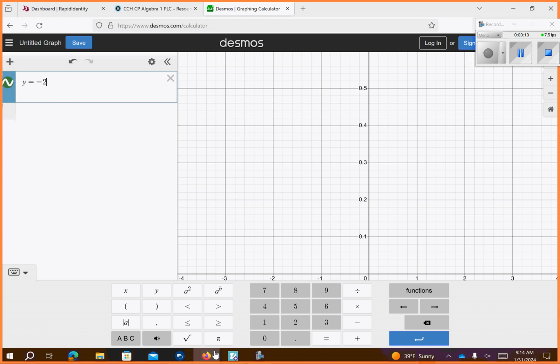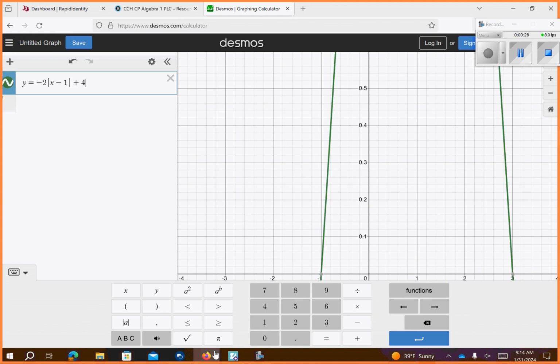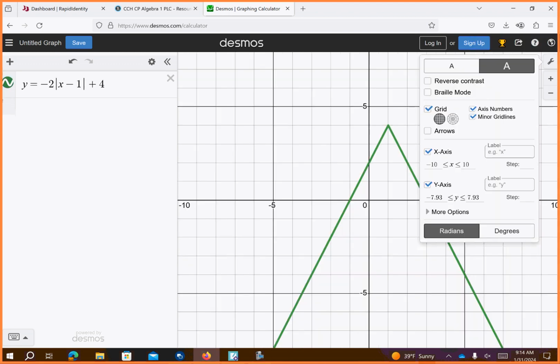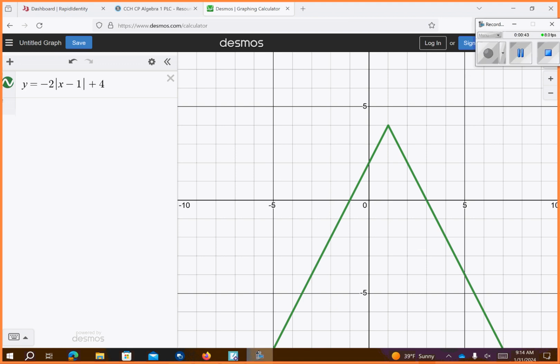So -2, absolute value. Absolute value is there. X minus 1. And absolute value. And then plus 4. All right. Okay. So sketch the graph. We have sketched it. Here, I'll make that a little bit darker so you can see it a little bit better. All right. Sketch the graph.